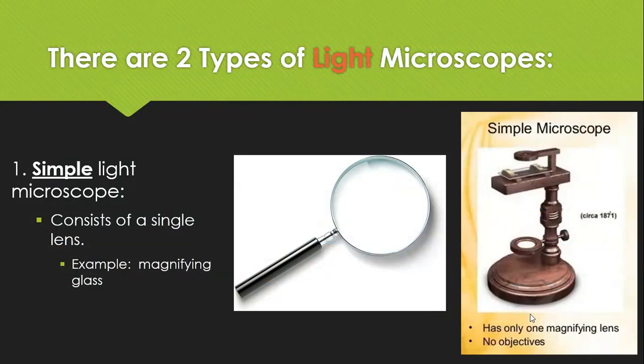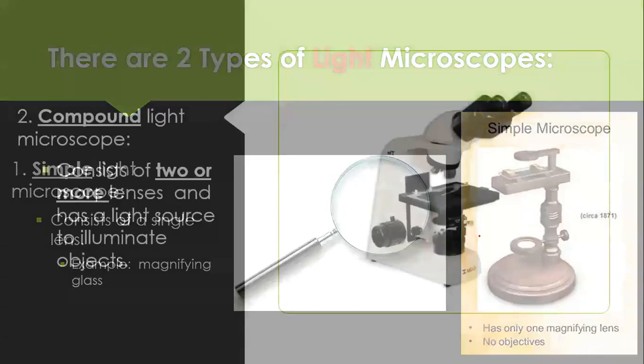Okay, here's a little bit more sophisticated simple microscope. This is from around 1871, when microscopes were just starting to be refined. Okay, again, it only has one lens up here, and here's the light source. It's basically a mirror that just reflects light. Okay, so those are what are known as simple light microscopes.